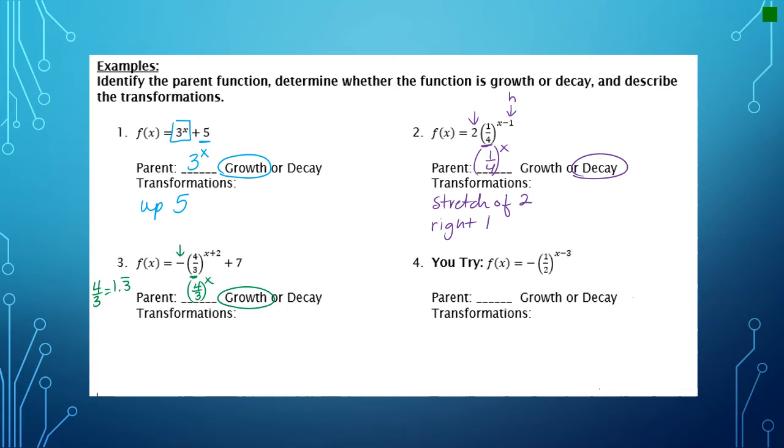All right, transformations. I've got a negative. That gives me a reflection. I've got x plus 2. This is my h number. So this is telling me that the graph is being shifted left 2. And then this plus 7 is my k number, and that tells me the graph is getting shifted up 7.